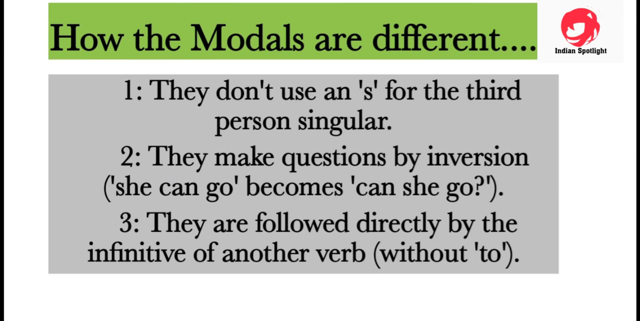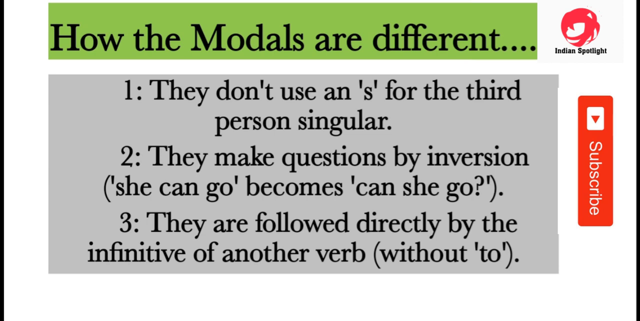How are modals different? Here I will be discussing the difference between a modal verb and the main verb. Number 1, they don't use an s for the third person singular number. In English, we usually add s or es to the main verb whenever the subject is in third person singular. But here, whatever the person of the subject, there will not be any change in the modal form.